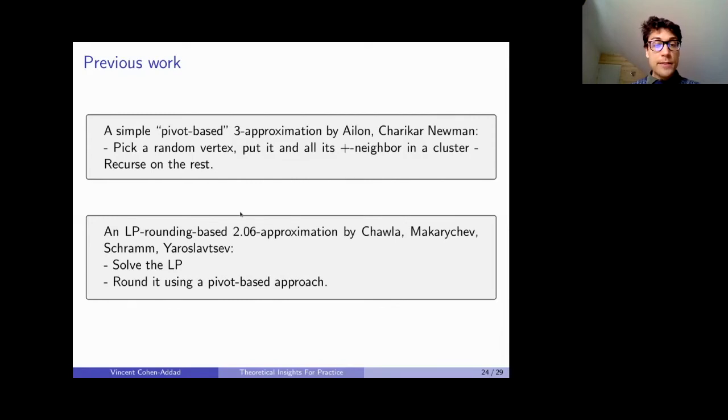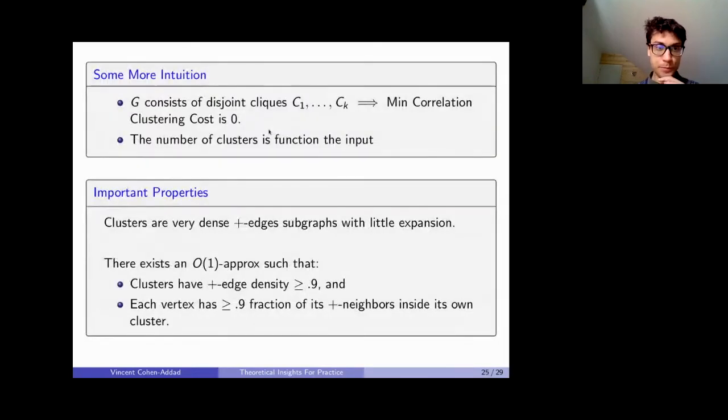And there is an LP-based rounding approach, which gives 2.06, which is better, by Chawla, Makarychev, Schramm, and Yaroslavtsev. It consists of solving the LP and then doing more or less the same pivot algorithm, but you throw coins to decide whether you attract vertices with plus edges or minus edges, whether they come with you in the cluster, based on the LP value and whether they are plus or minus edges. So these are two very classic ones. The 2.06 is the state of the art, and the 3 is one of the most popular, most famous algorithms.